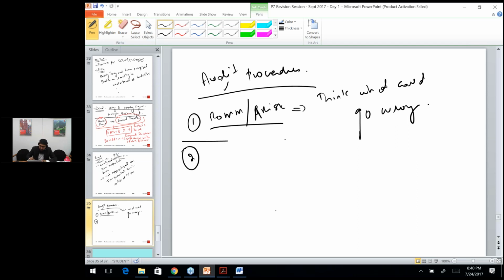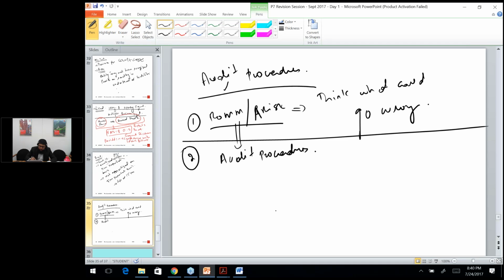The first step of any audit is to assess the risk of material misstatement, which is to identify the risk. Once you have identified the risk, the next step is substantive testing, when we try to gather the audit evidence by performing the audit procedures. Now, what exactly do we mean by performing the audit procedures? Let's talk about it.